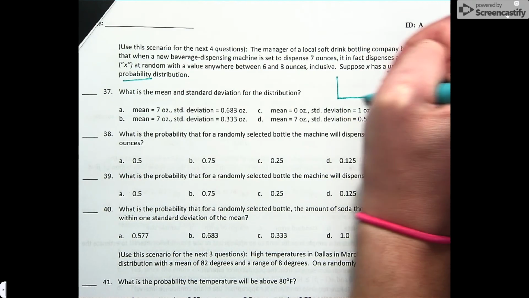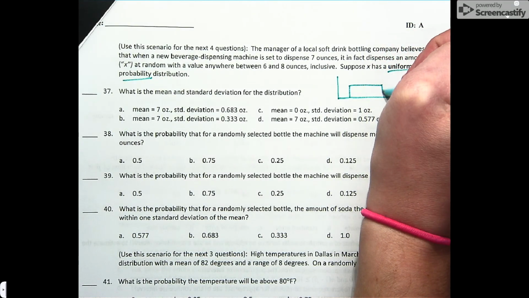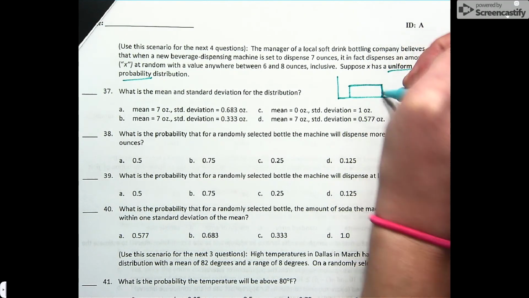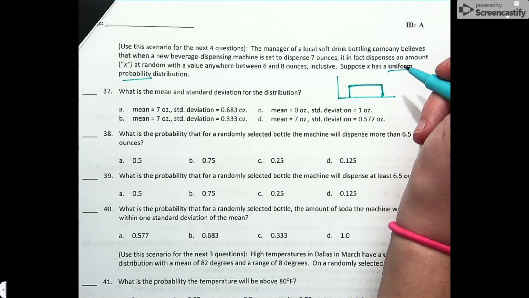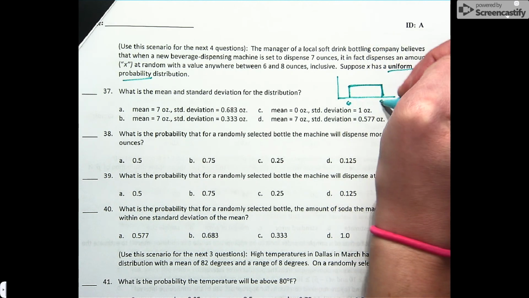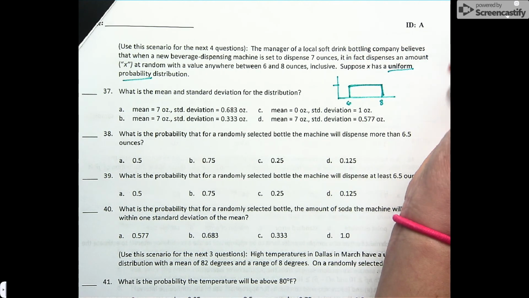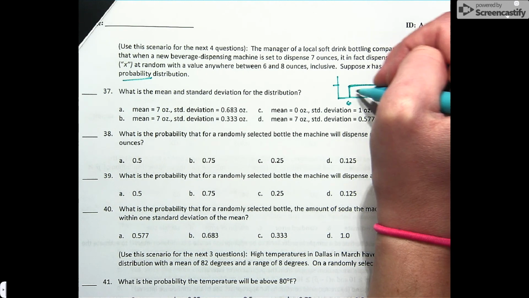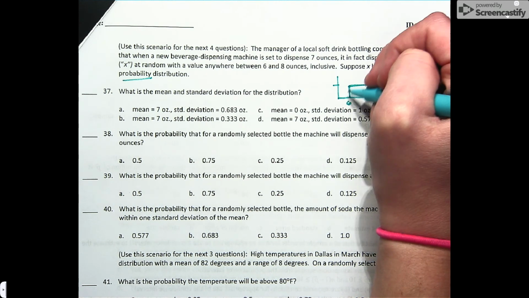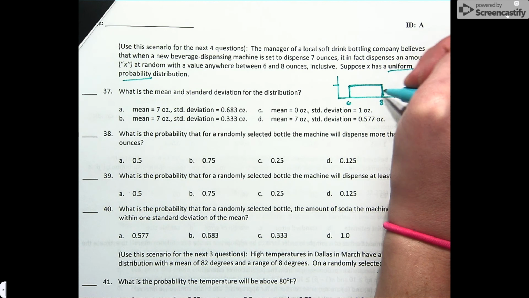Remember that a uniform probability distribution is going to be a rectangle. It's flat across. So that is another continuous distribution, but instead of being a normal curve, it's a rectangle. It goes anywhere between 6 and 8 ounces. Remember that you can find that height because the area underneath the whole curve is always 1, or 100%.